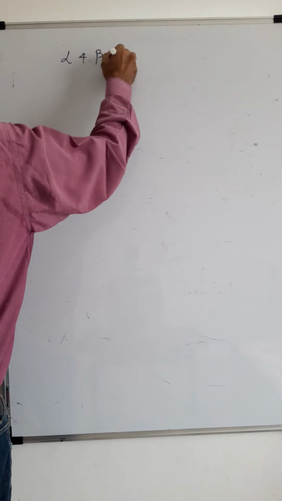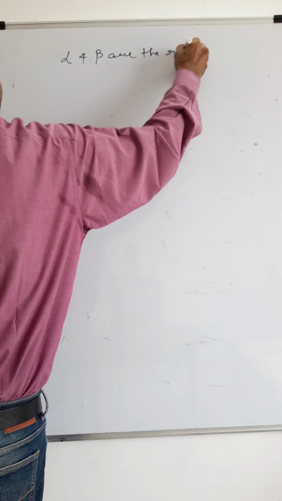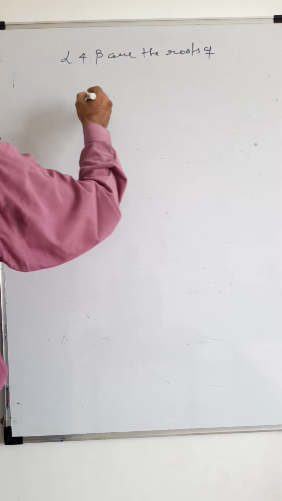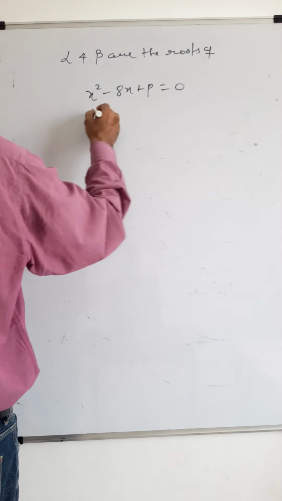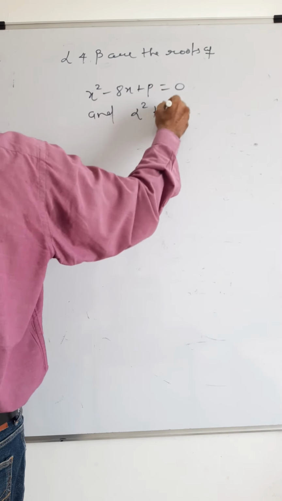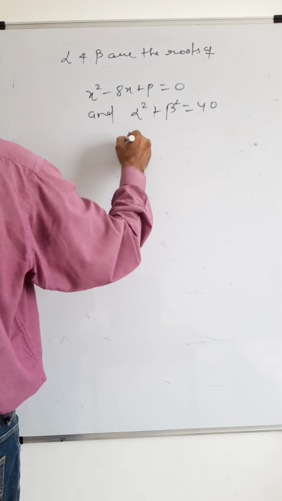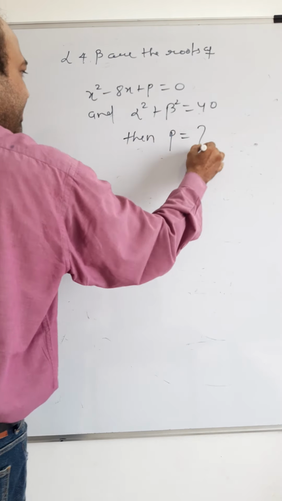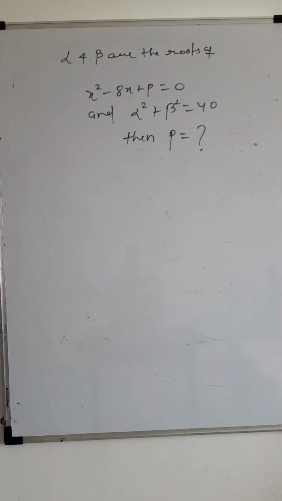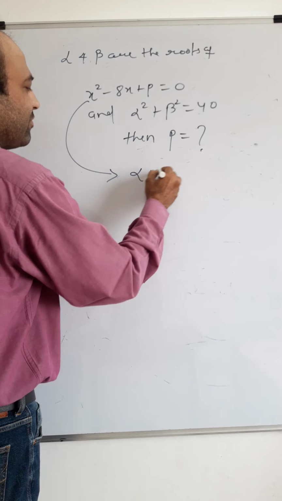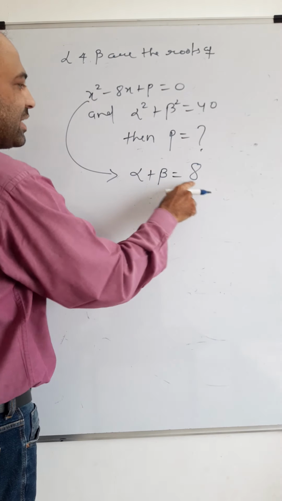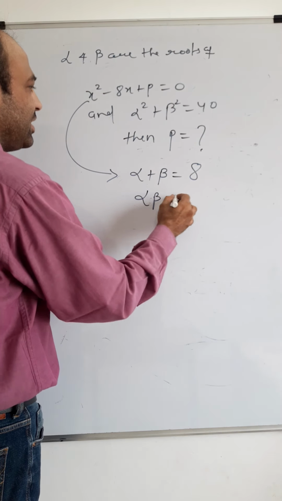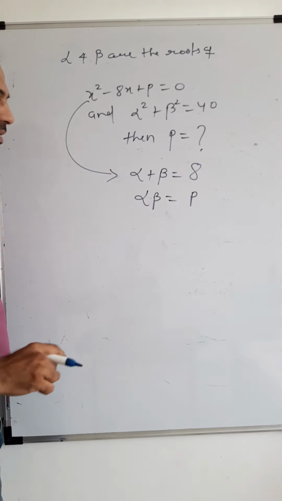Alpha and beta are the roots of x square minus 8x plus p equals 0, and alpha square plus beta square is 40. Then find the value of p. From the given equation, what information do we have? Alpha plus beta is minus b by a, so minus minus plus 8 upon 1, which is 8. What is alpha into beta? C by a, which is p by 1.